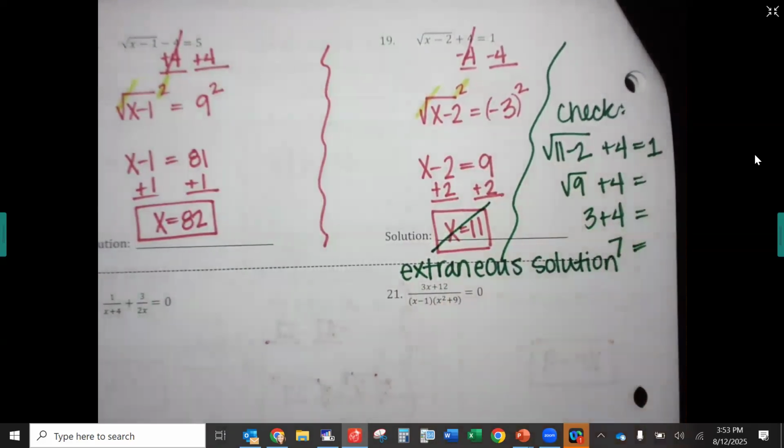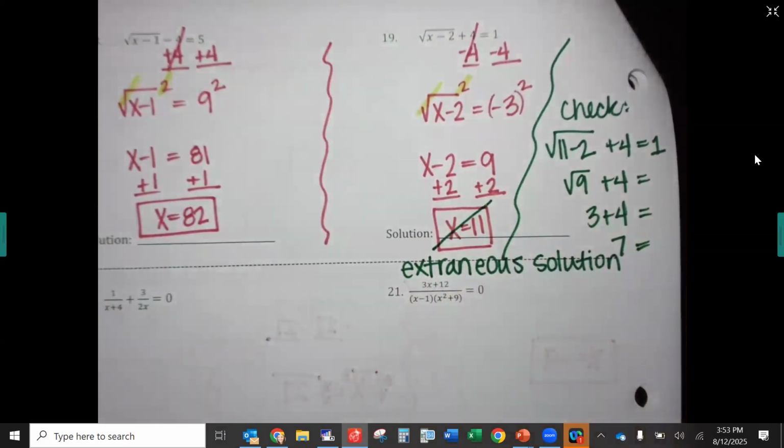Yes. Okay, now the good news is that extraneous solutions can pretty much only happen in square root functions. So if you wanted to go back and check this one, it works out fine. But when I went back and plugged this in, the 11 didn't actually give me the same number on both sides. Okay?